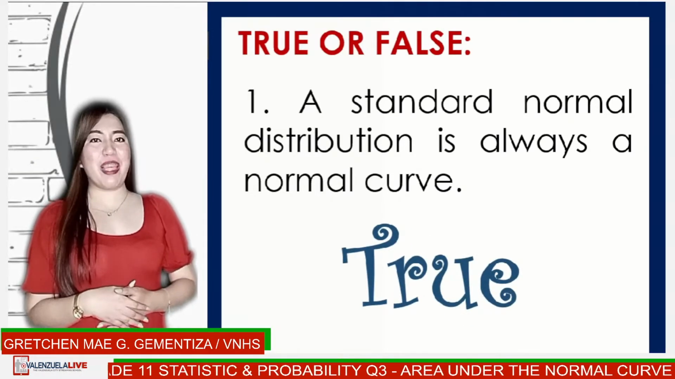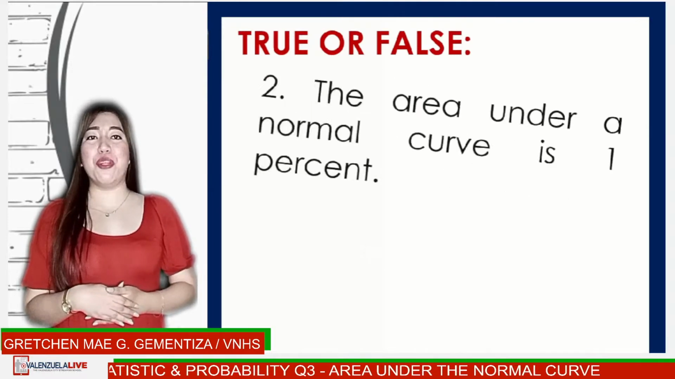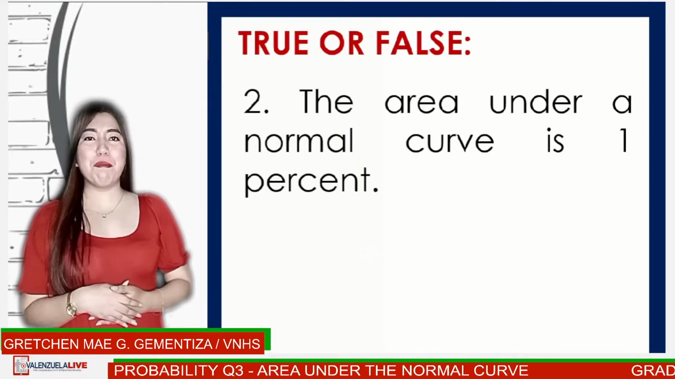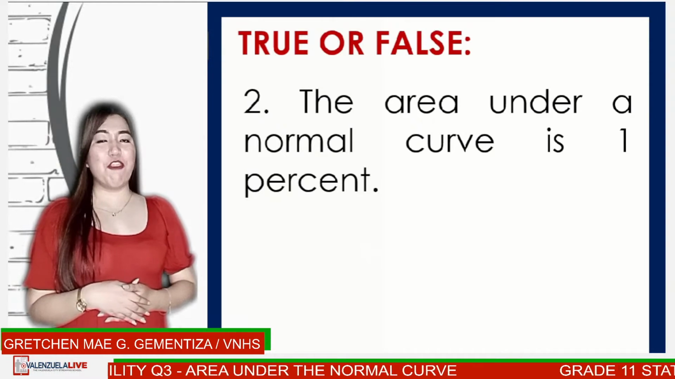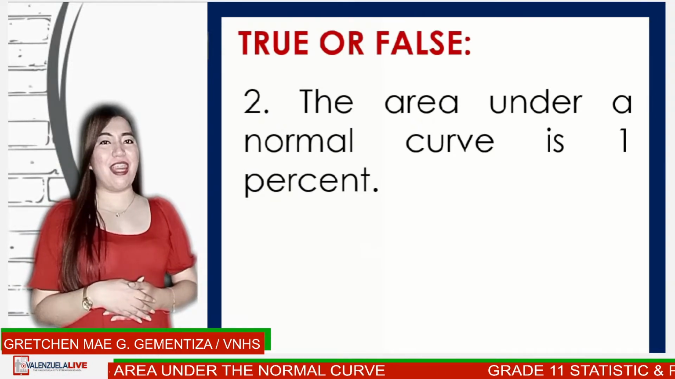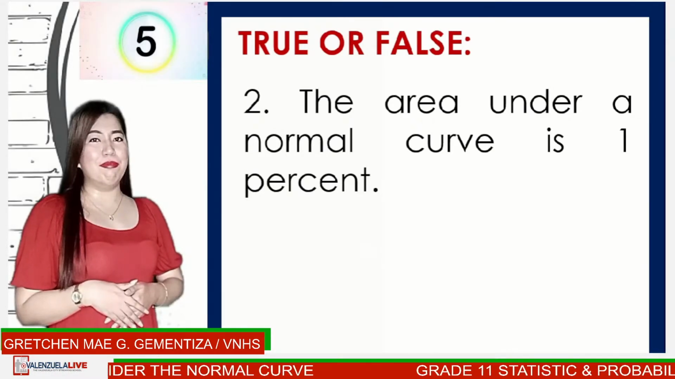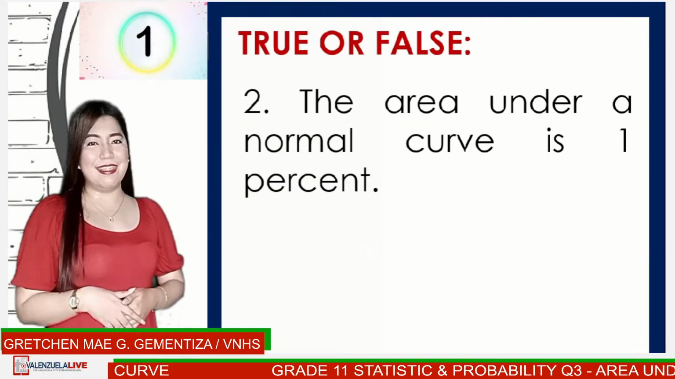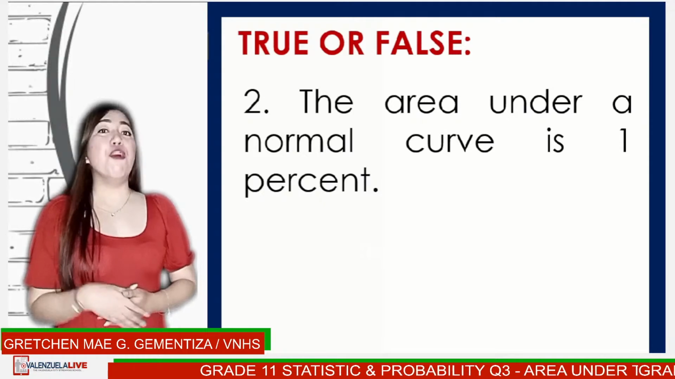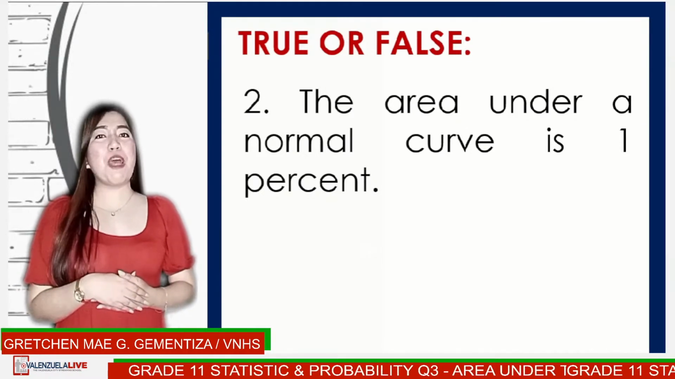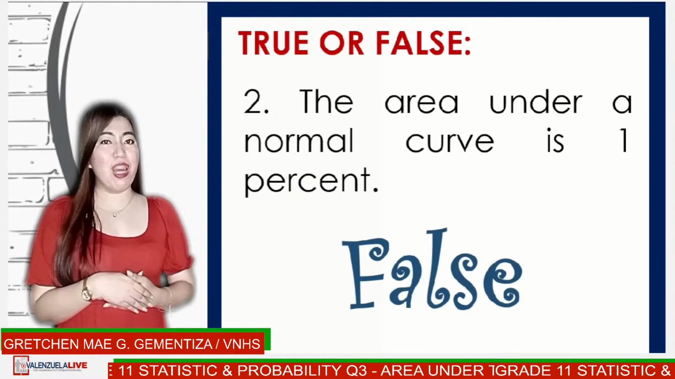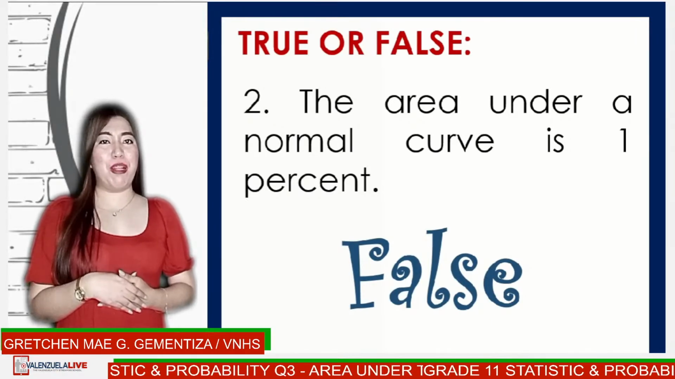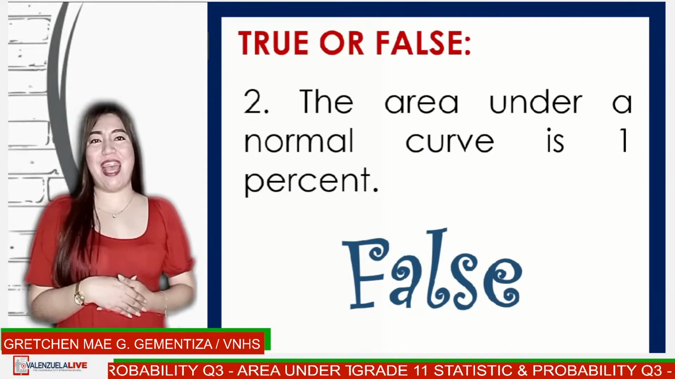Second statement, the area under a normal curve is 1%. Your 5 seconds starts now. Very good. Statement number 2 is false because the area under a normal curve is 1 or 100%.